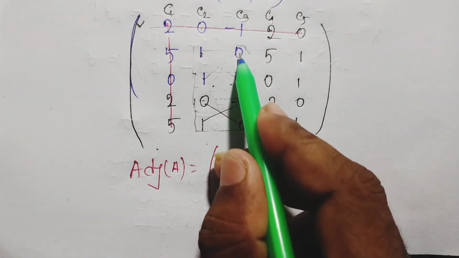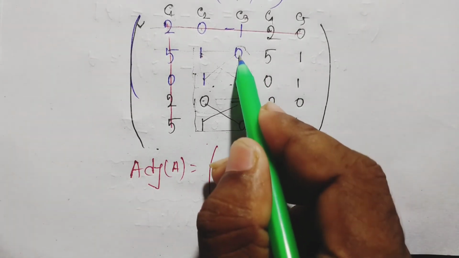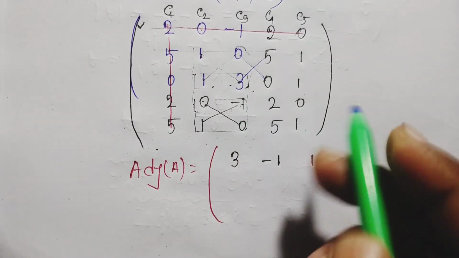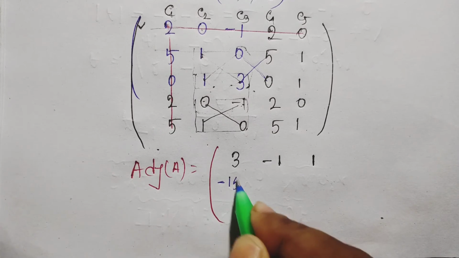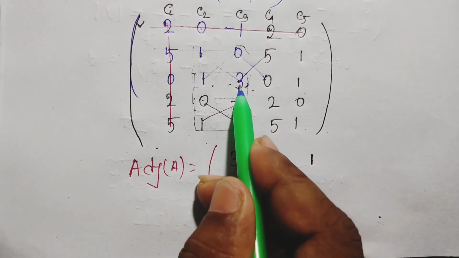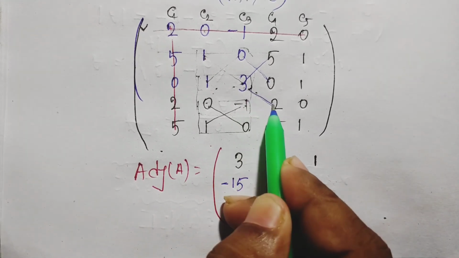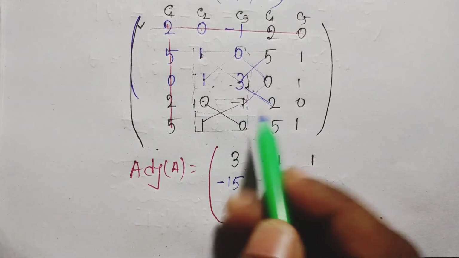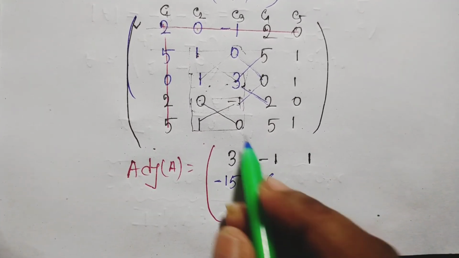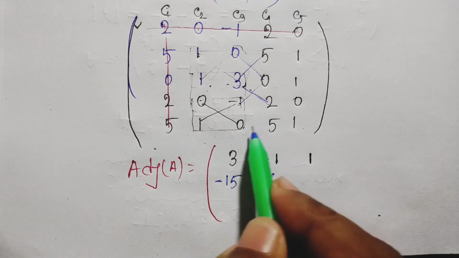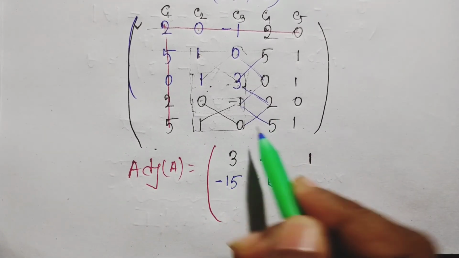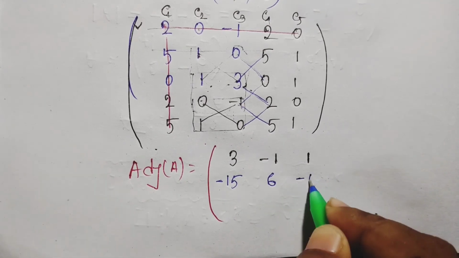Now again start from this column. So 0 into 0 minus 3 5s are 15. So write here minus 15. Next take these 4 elements. So 3 2s are 6 and 0 minus 1s are 0. So only 3 2s are 6 here. And take these 4 elements. So minus 1 into 5 is minus 5 and 2 into 0 is 0. So write here minus 5.